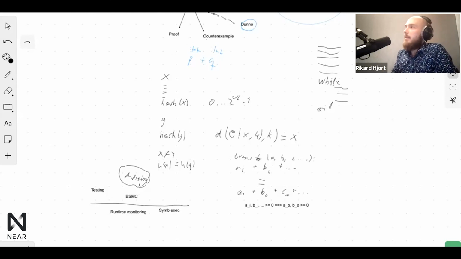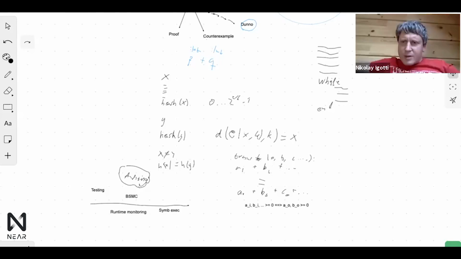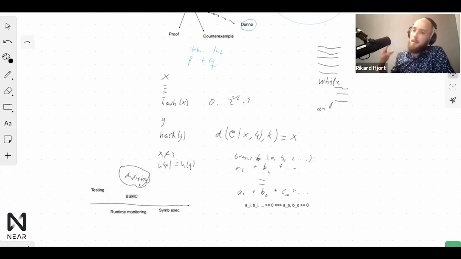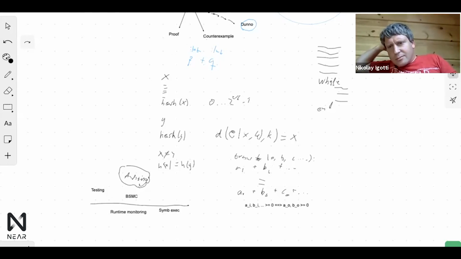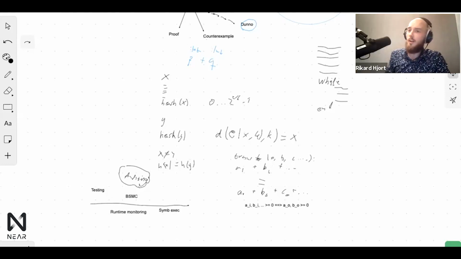But in practice, especially with smart contracts, you often end up saying, well, this is true given these assumptions, because obviously it's a software system and it can be hard to encode these assumptions in an intuitive way.